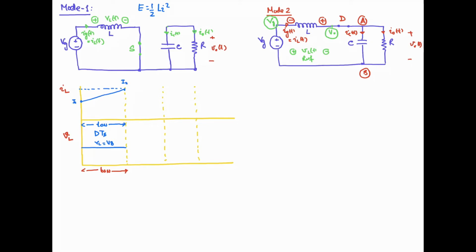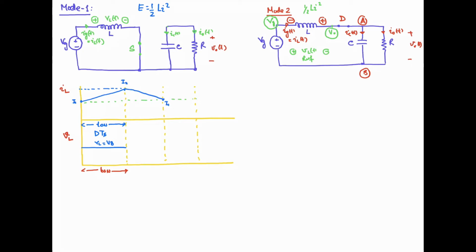In this second mode of operation, the direction of the current through the inductor is the same, right? But it is decreasing. Why? Because the energy stored in the inductor is now being dissipated. The energy was half Li square. Now the inductor is going to act as the source. So if I sketch the inductor current, assuming linear variation, I can mark it like this, that it is going to decrease from I2 to I1.